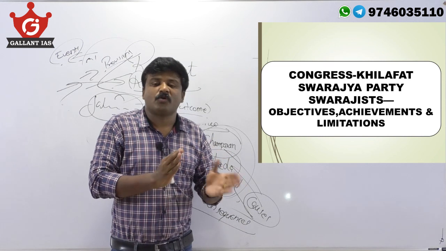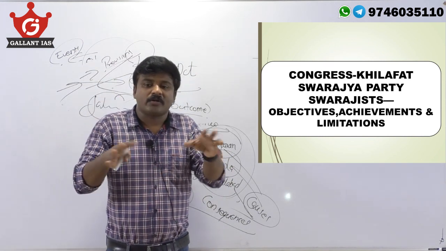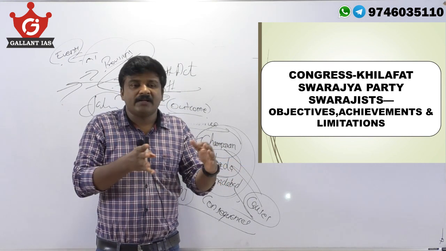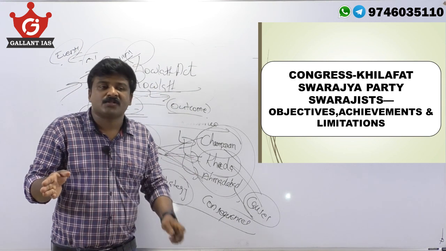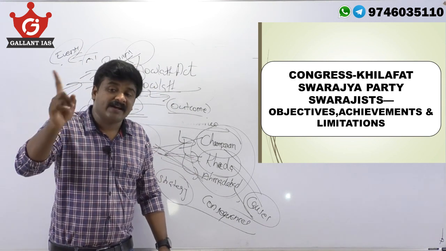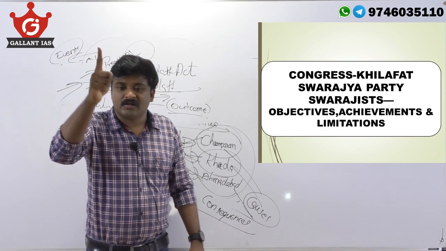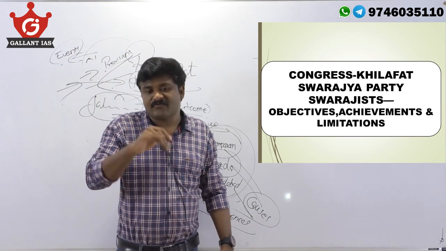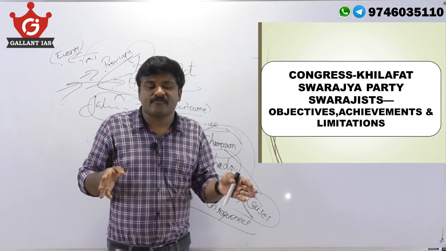Once the non-cooperation movement was suspended, Gandhiji was arrested and jailed, and Congress leaders were confused. Some leaders said that they must continue with non-cooperation and boycott. Some leaders said that they must contest the elections and, in the Legislative Council, fight for Swaraj or self-government. So there is a split in the session. There is a split in the Gaya session of the Congress.